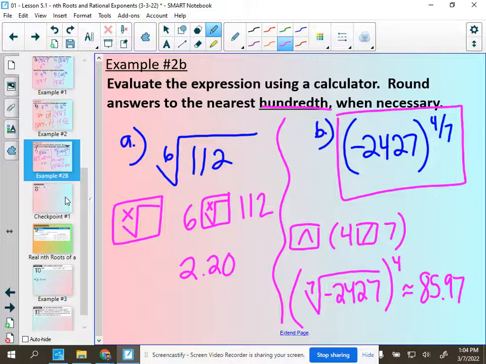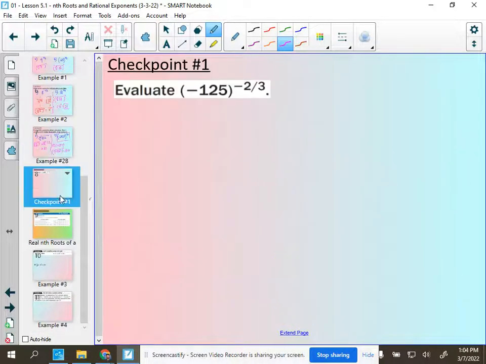I do have one here. Why not? It's already set up. We may as well just practice it. You pause it, give it a shot. This would definitely be part of a no calculator section. I don't know why it doesn't say that in the directions. Evaluate without the use of a calculator. Okay, pause it. I'm going to run through the solution.